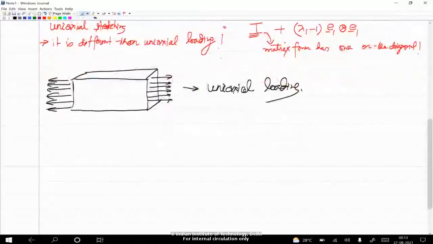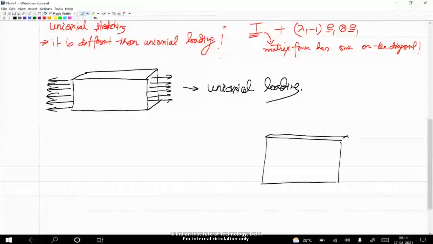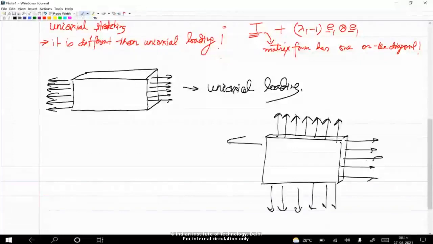Similarly, you have biaxial loading. These days people do uniaxial loading as well as biaxial loading. There are sophisticated equipments which can do biaxial loading. There again, you can apply load in two directions in a controlled manner. So just think of again this plate, and you may be applying force like this. So this is, let's say, P1 and this is P2.